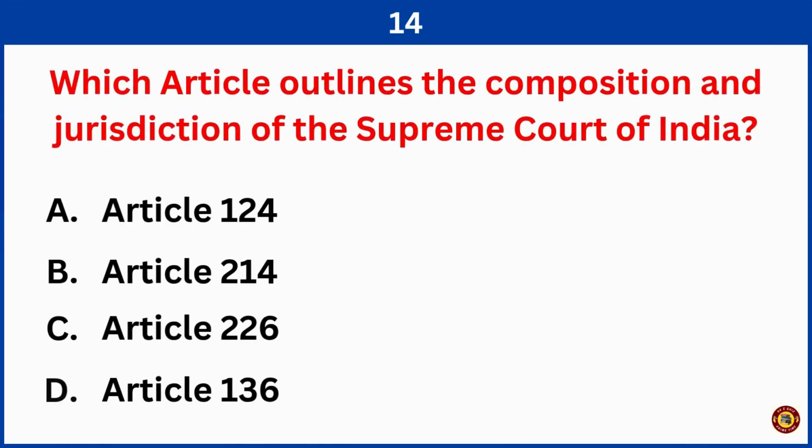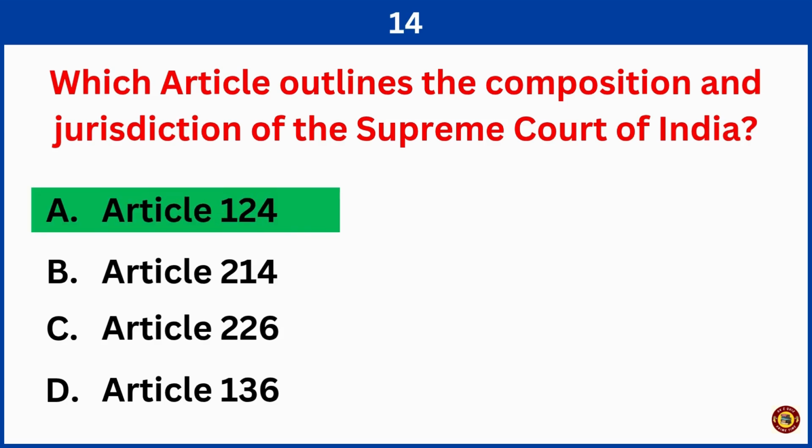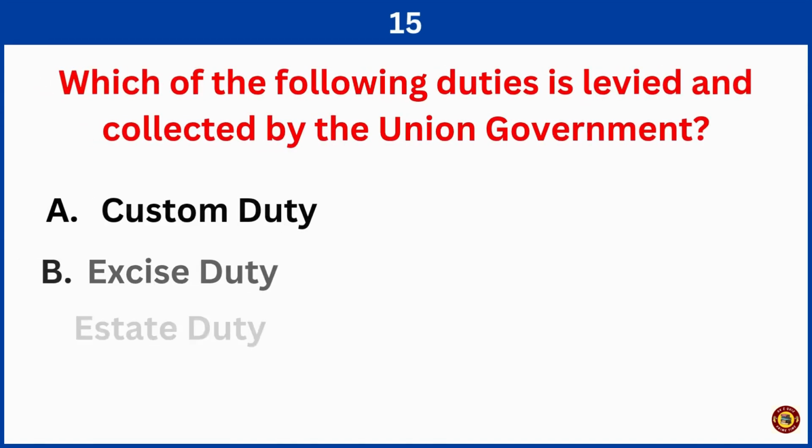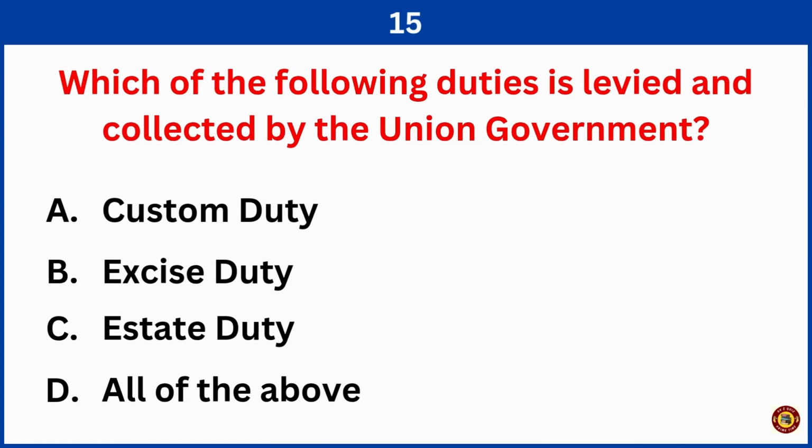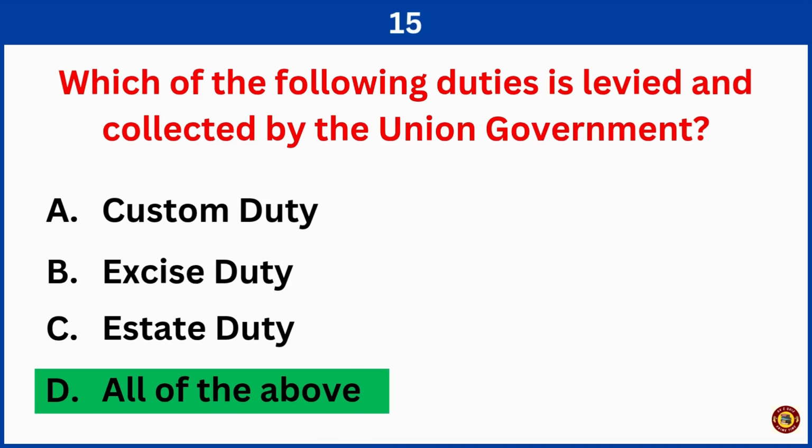Which article outlines the composition and jurisdiction of the Supreme Court of India? Right answer is option A, Article 124. Which of the following duties is levied and collected by the Union government? Right answer is option D, all of the above: custom duty, excise duty, and estate duty.